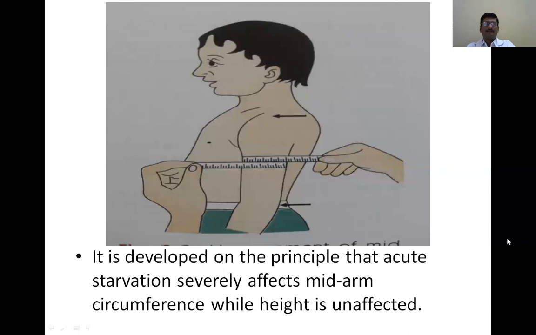So this is the technique of measuring the mid upper arm circumference. It developed on the principle that acute starvation severely affects mid-arm circumference, while height is unaffected. Height may not change, but the upper arm circumference is more affected due to malnourishment or starvation. That is the principle behind this particular measurement.